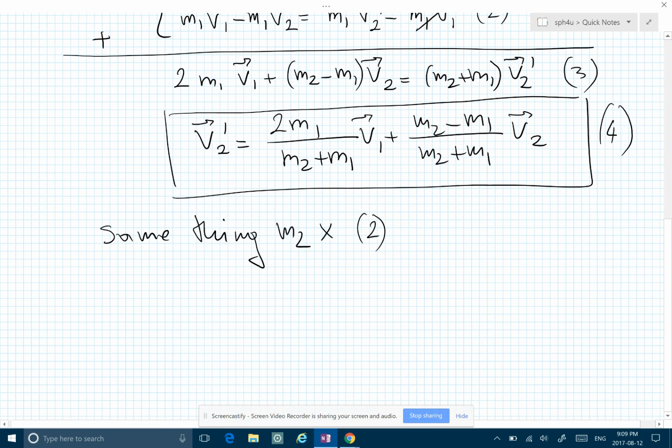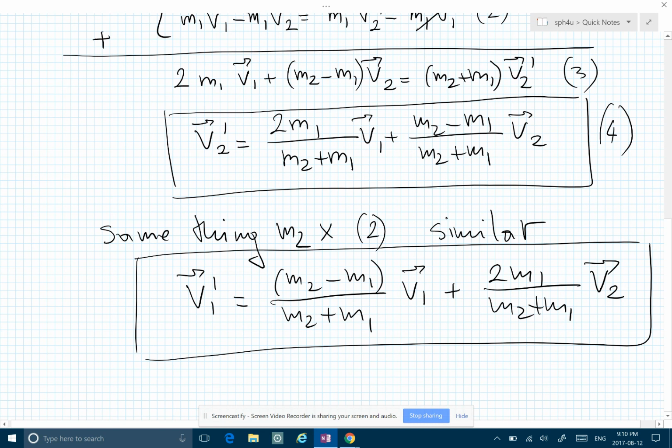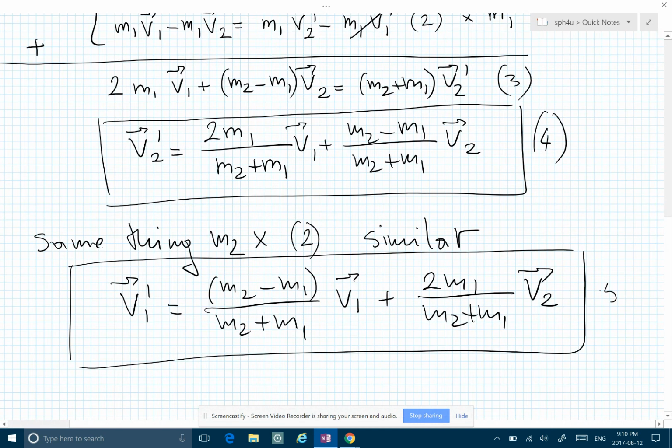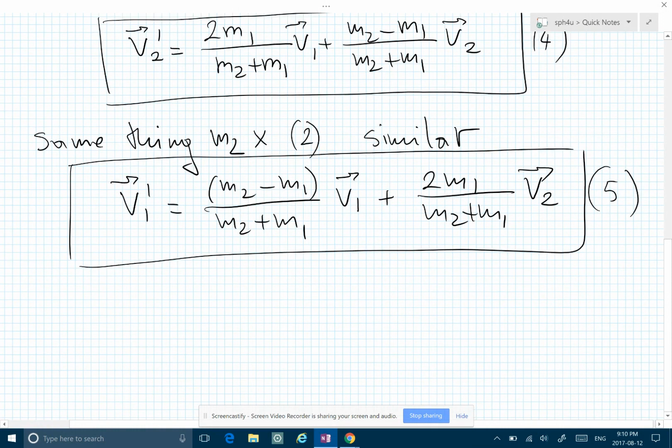So if we do the same thing, but now we multiply equation number 2 by m2 to get rid of v2 prime, we're going to get v1 prime, and it's going to be (m2 minus m1) over (m2 plus m1). So it's going to be pretty much similar substitution and elimination, but the coefficients will be reversed. All right, (m2 plus m1) times v2, and this is going to be the equation to find v1 prime. And again, careful with the sign for the vectors.